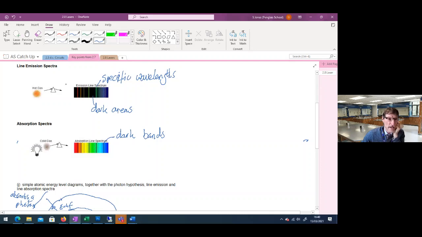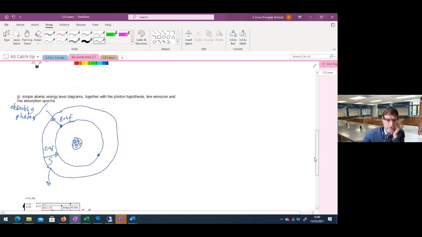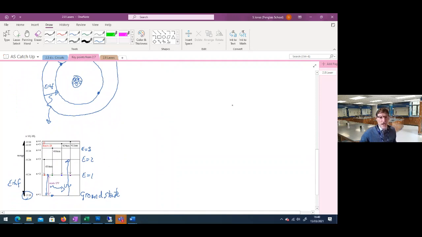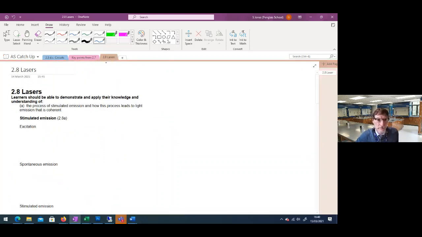Just one is moving down, emitting light, and one is moving up the energy level and absorbing the energy that that photon is producing. So that is the bit that you need to know before we can go on to lasers. All right, so let's go on to lasers themselves then.